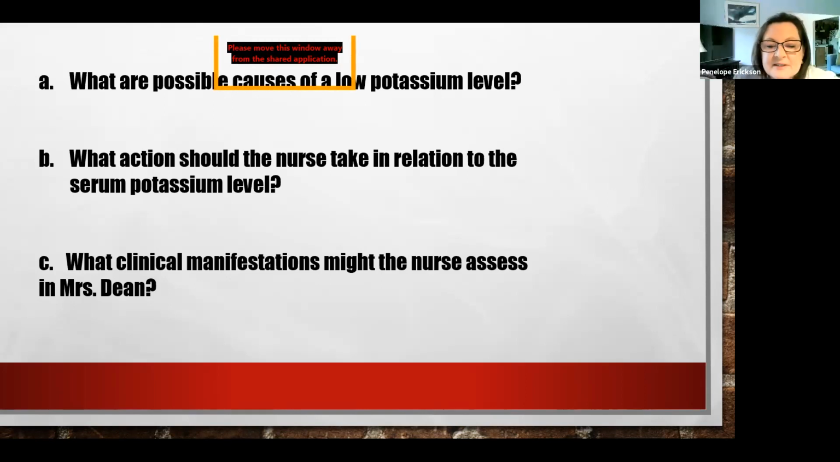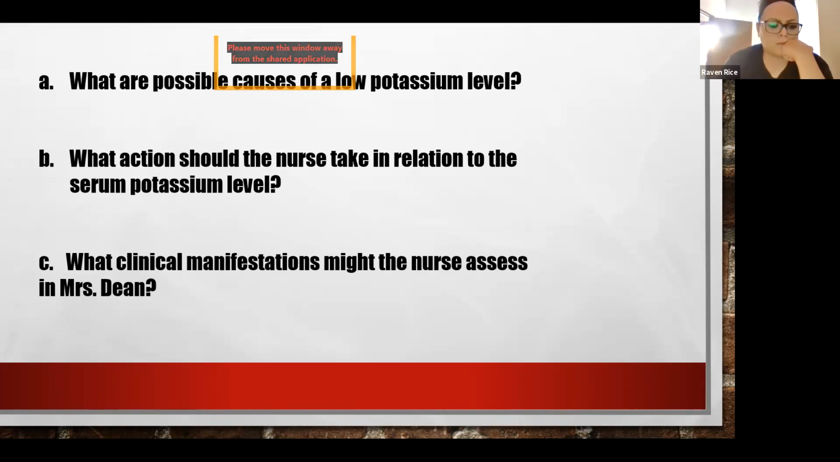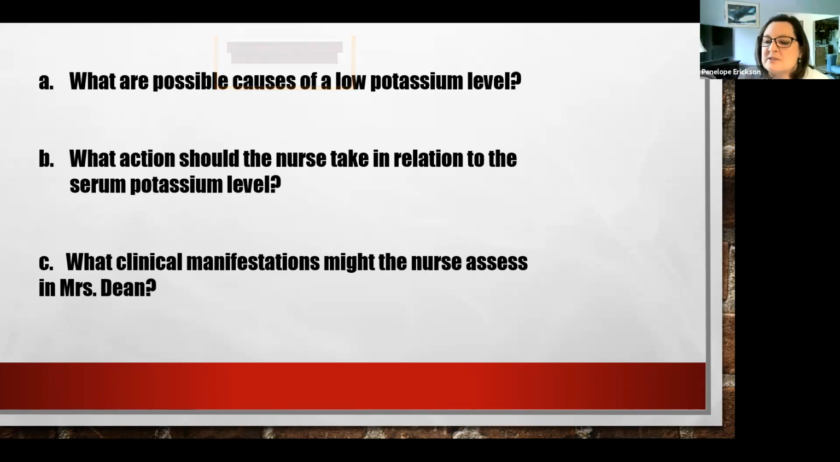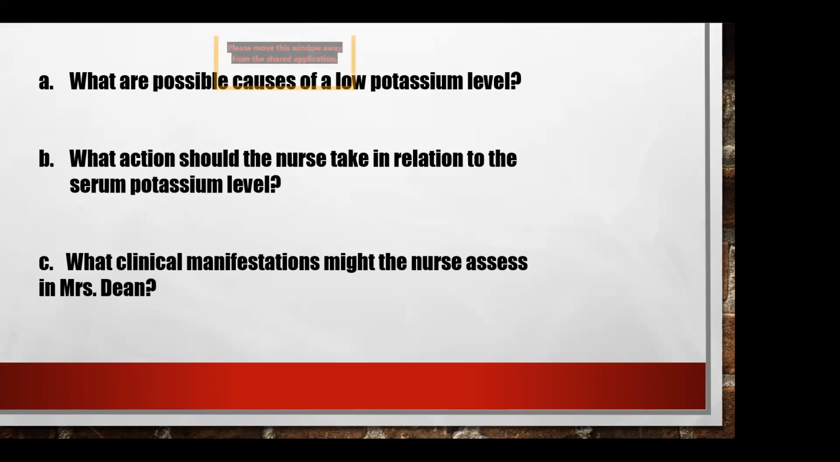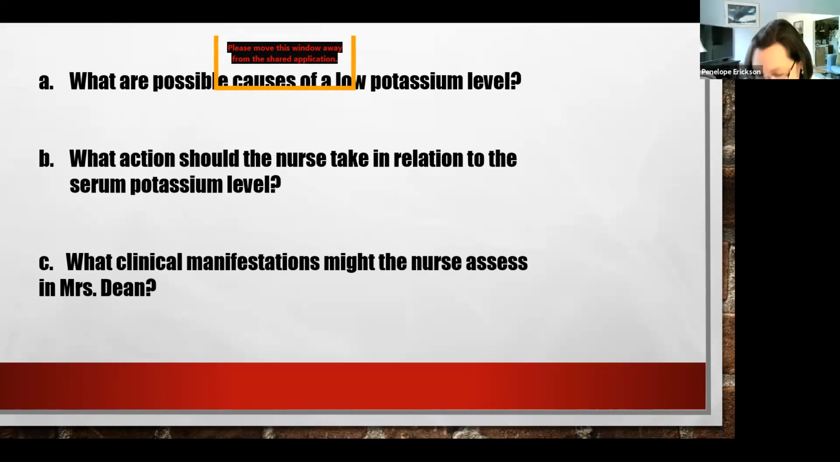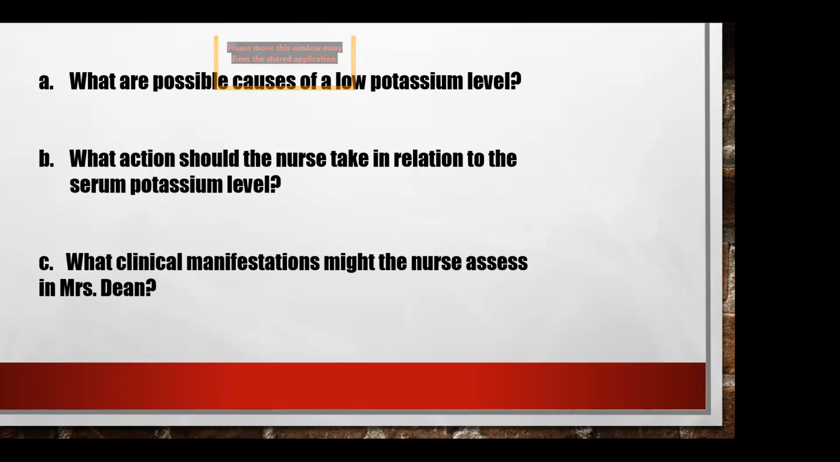What are clinical manifestations that you might see with Mrs. Dean? What are some of those clinical manifestations? Think of Mr. Morrison, in regards to a low potassium level. Yes. So muscle weakness or muscle pain. Abnormal heart rhythm too, I think. Yes, absolutely, they can go into a different rhythm.